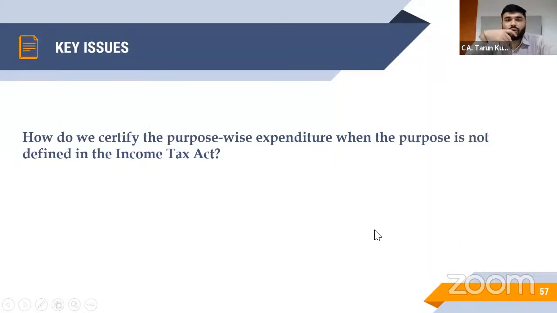Sir, since now we have to report the purpose-wise expenditure, suppose a purpose is not defined in the Income Tax Act, or for example, if an organization is registered under a single purpose category and it is making spendings on other purposes, how has it to be reported?